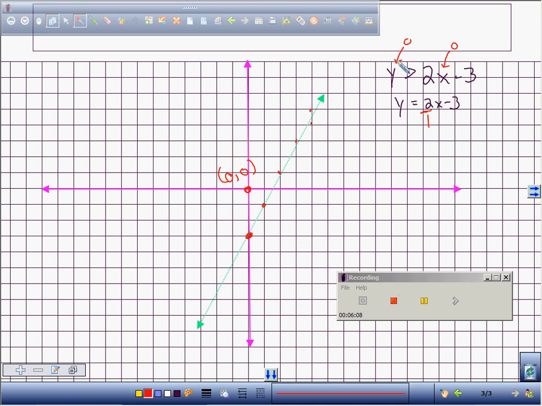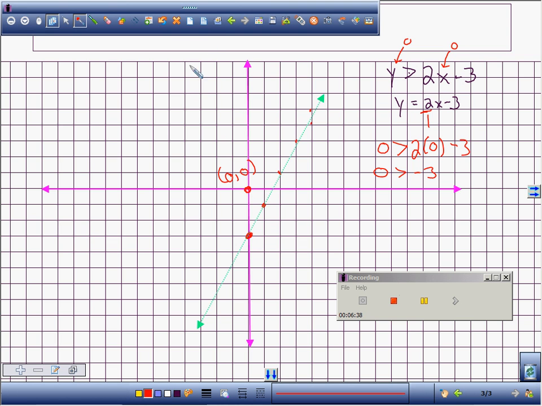So when I do that, I get 0 is bigger than 2 times 0 minus 3. When I simplify that, what's 2 times 0 minus 3 equal to? Negative 3. Is 0 bigger than negative 3 a true statement? Yes, that's a true statement. So when I pick this point and it makes this inequality true, that means I shade on that side of the line. So I'm going to shade everything above that line.